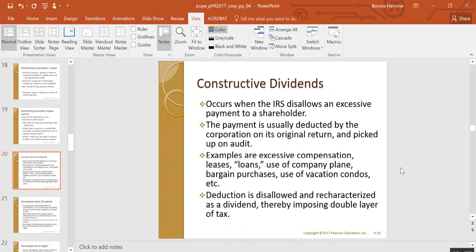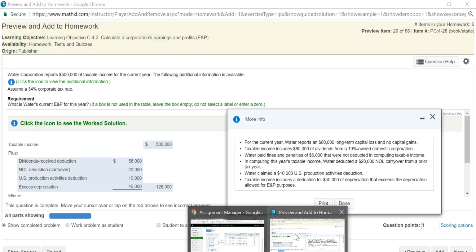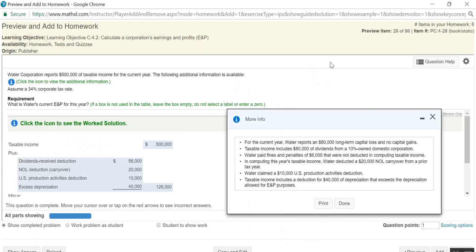Okay, so we're going to stop here, class, and then I'm going to walk you through very quickly the problem 4-28, which you guys also are going to be asked to do. It's going to be a similar problem to this one. And I've already solved the problem for you so that we can just walk through it very quickly.